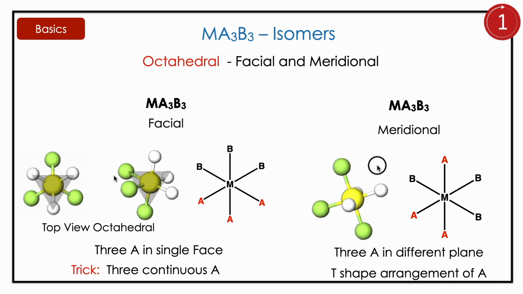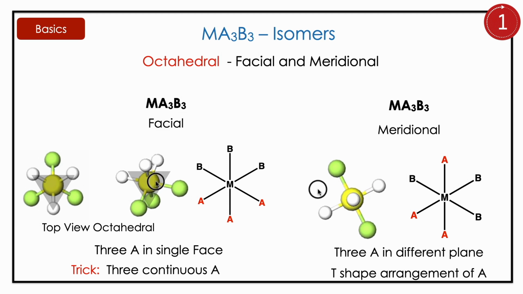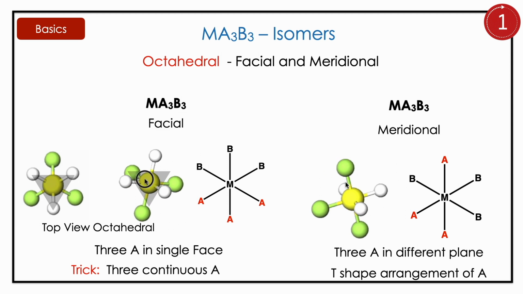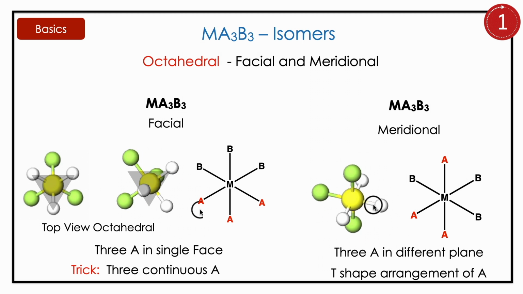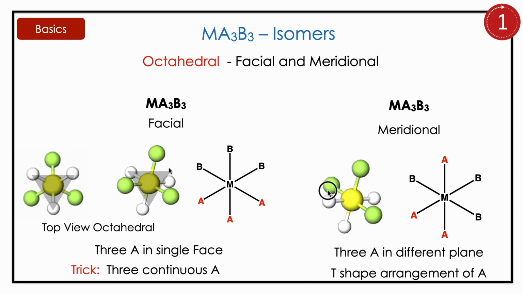One easy way to identify the facial form is that the atoms will be continuous. In facial, if you look at it, atoms are continuous. That is A, B, B, B. The trick is the same. Apply it with meridional: atoms are not continuous. BAB, BAA. So you should know the facial and meridional structures.